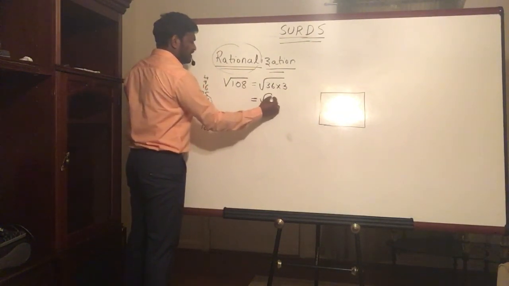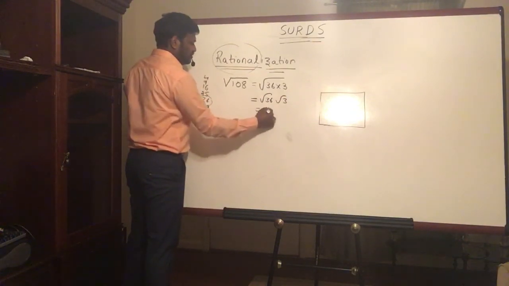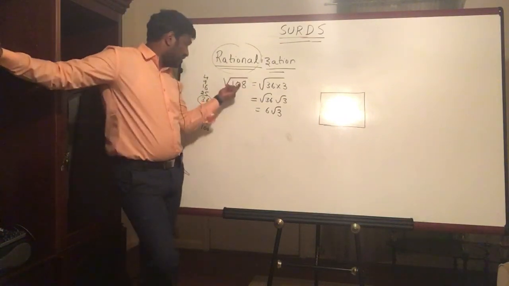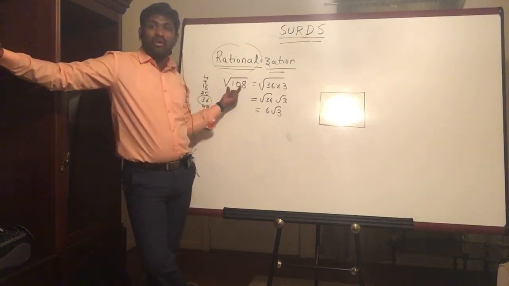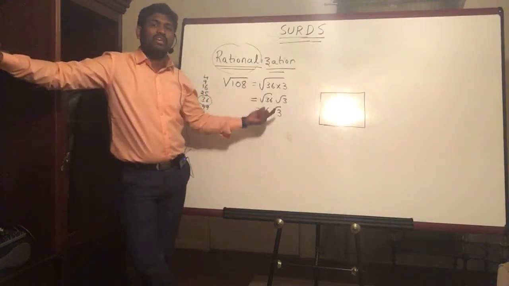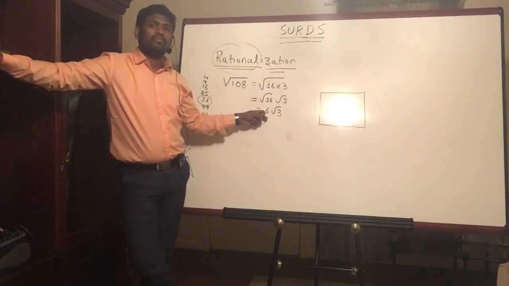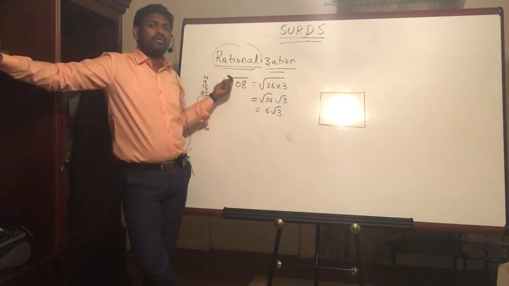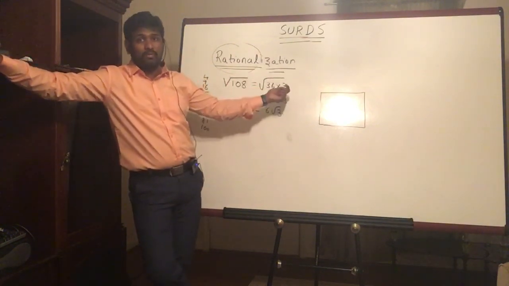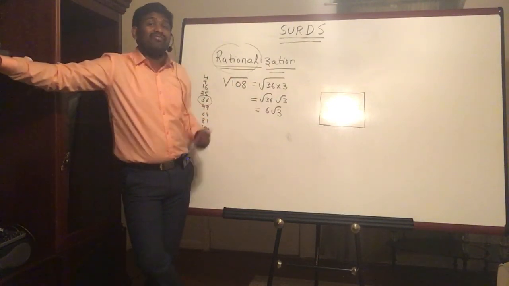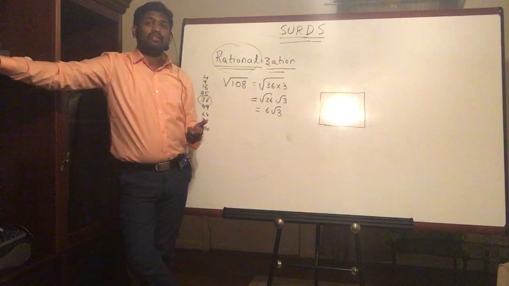So square root of 36, square root of 3. So 6 root 3. This is the simplified form. Square root of 108 is simplified to 6 root 3. Now we need to see what the rationalizing factor is. We can't judge simply what the simplest rationalizing factor of square root of 108 is. First we need to check whether it can be further simplified, simplify it, and then find the rationalizing factor.